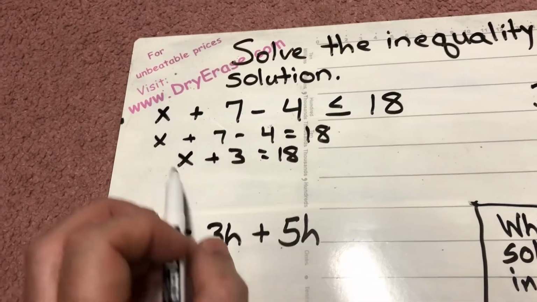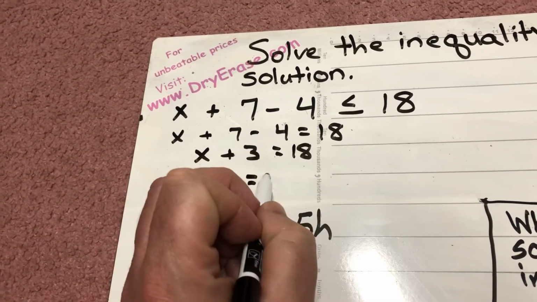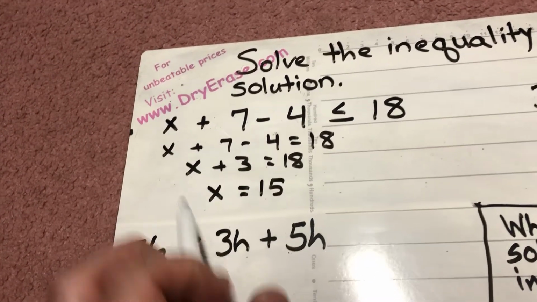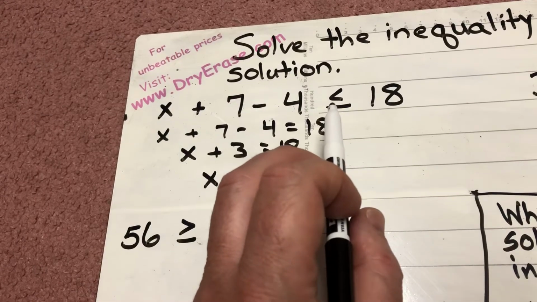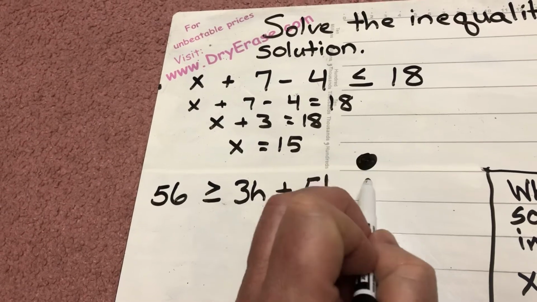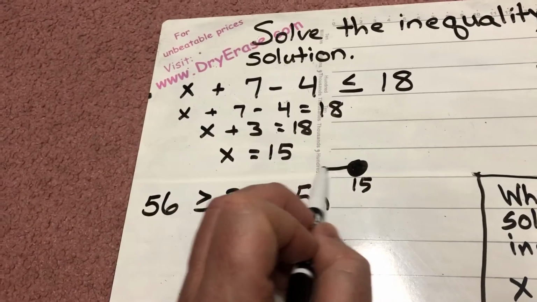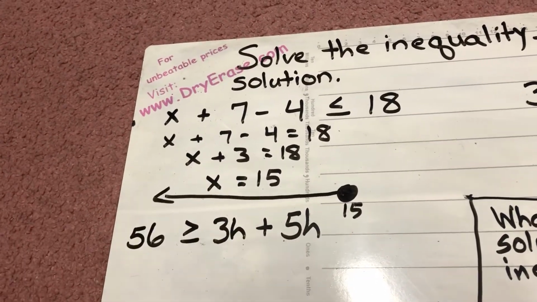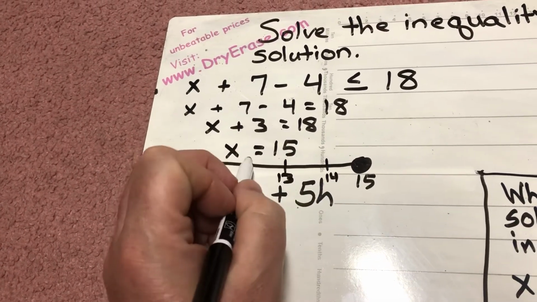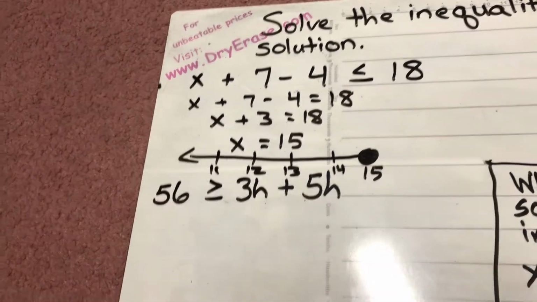Then I'm going to subtract 3 from both sides. That's just going to give me x here, and 18 minus 3 is 15. So I get x equals 15. Well, x is less than or equal to 15. So it's going to be a shaded circle that starts at 15. And since x is less than or equal to, it's on the smaller side of the inequality, my line's going to be moving left: 14, 13, 12, 11. All right?